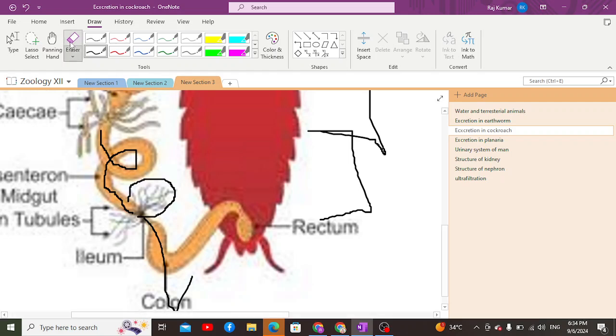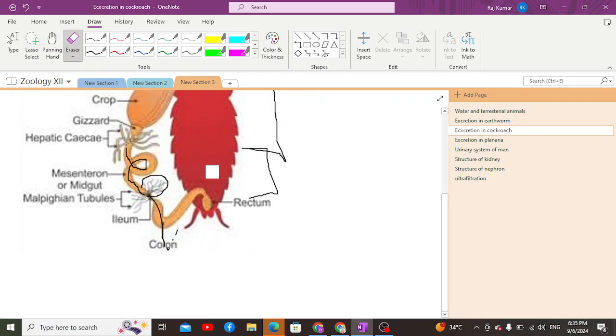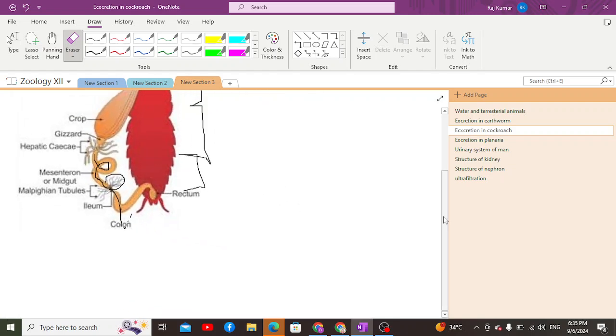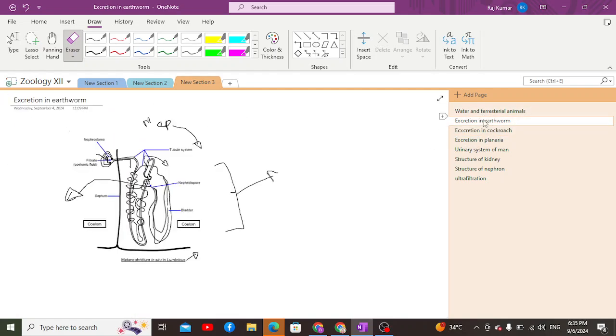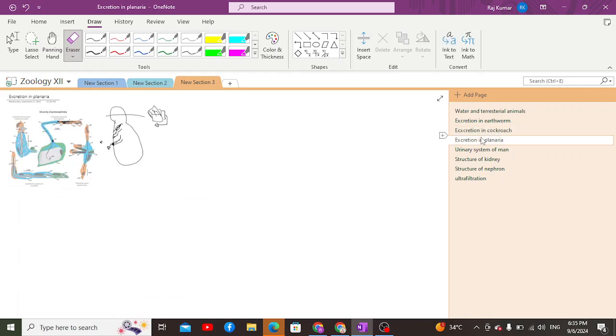These excretory products which are sent via the Malpighian tubules into the ileum are then mixed with the feces or the undigested particles, and are transferred from the colon into the rectum, where they are stored for some time, and from where they are then transported outside the body. So this is how excretion occurs in cockroach. These are the three major excretion types, which were relatively simple, and when it comes to the urinary system of man, we are going to discuss it in the next video.